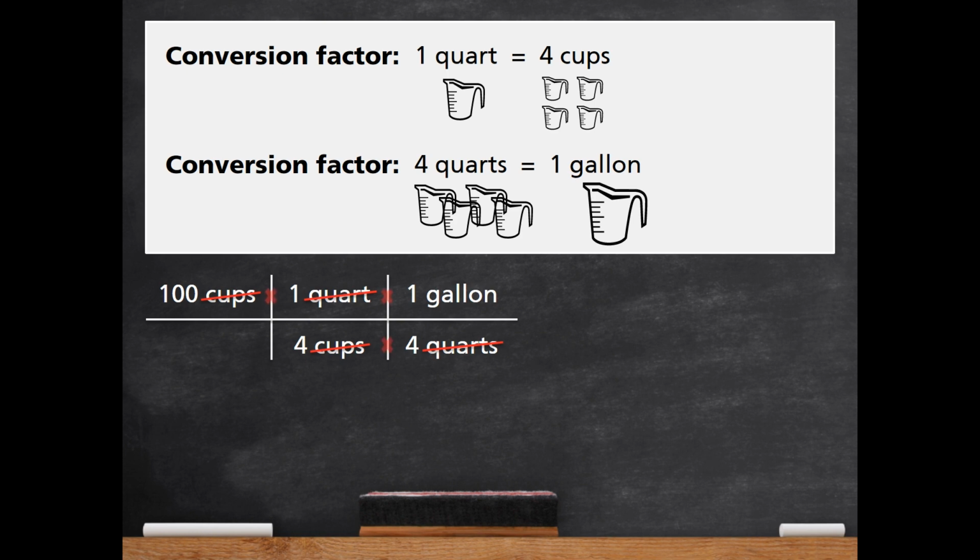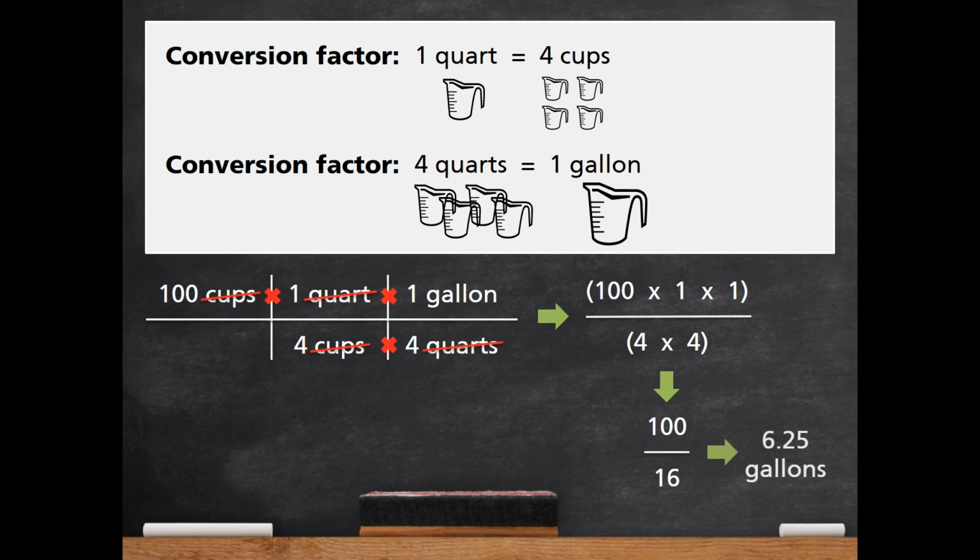We are finally ready to do the math. We multiply all of the numbers on top and then the numbers on the bottom. 100 times 1 times 1 is 100, and 4 times 4 is 16. Then we divide those numbers or reduce the fraction. We end up with 6.25 or 6 1/4 gallons. That's how much milk we need in total to make 200 smoothies.